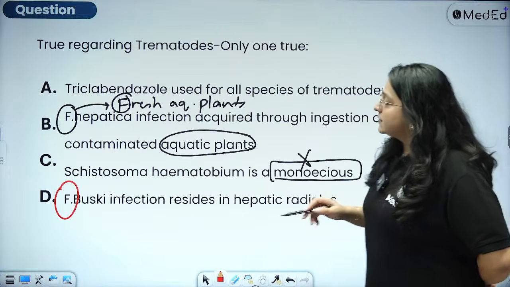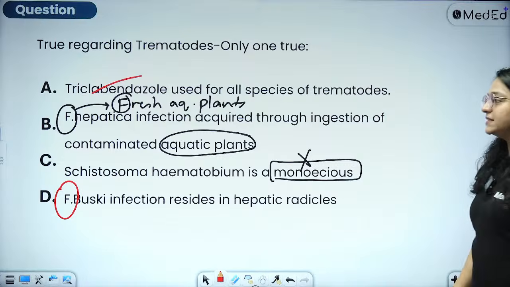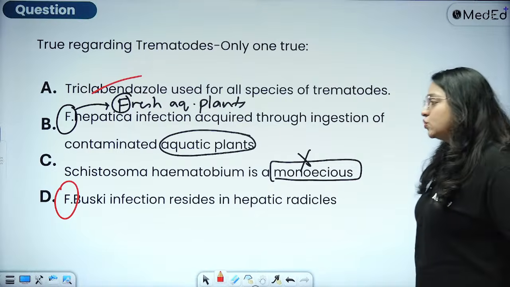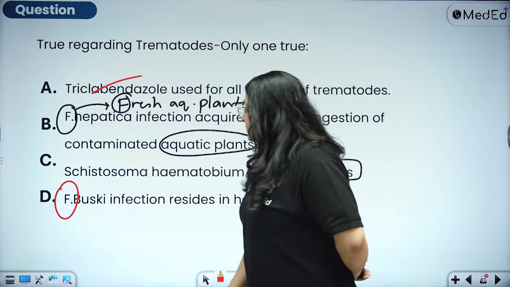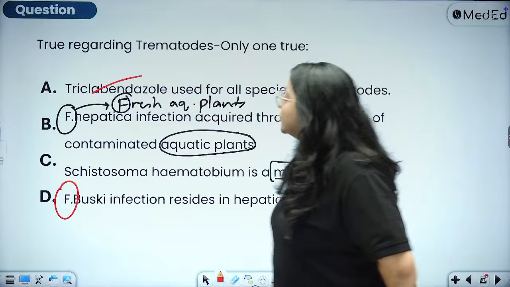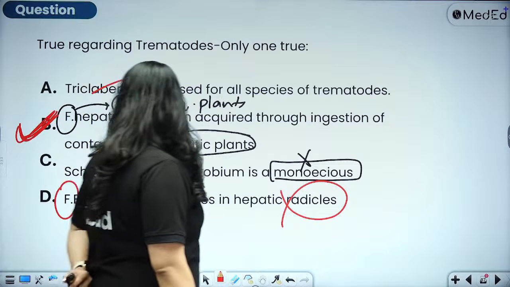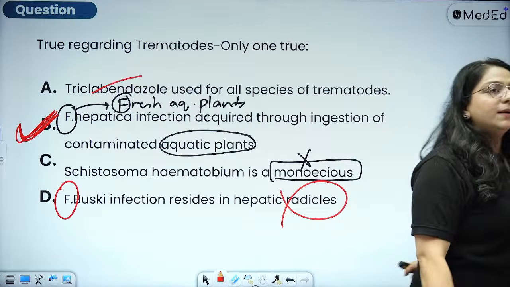So this is not correct, praziquantel is the drug of choice. Fasciola hepatica, fresh plant seems correct. Schistosome monoecious? No, sexes are separate. Fasciolopsis buski infection resides in hepatic radicals? No, not radicals. So your answer is hepatica, infection acquired through ingestion of contaminated aquatic plants. Okay.